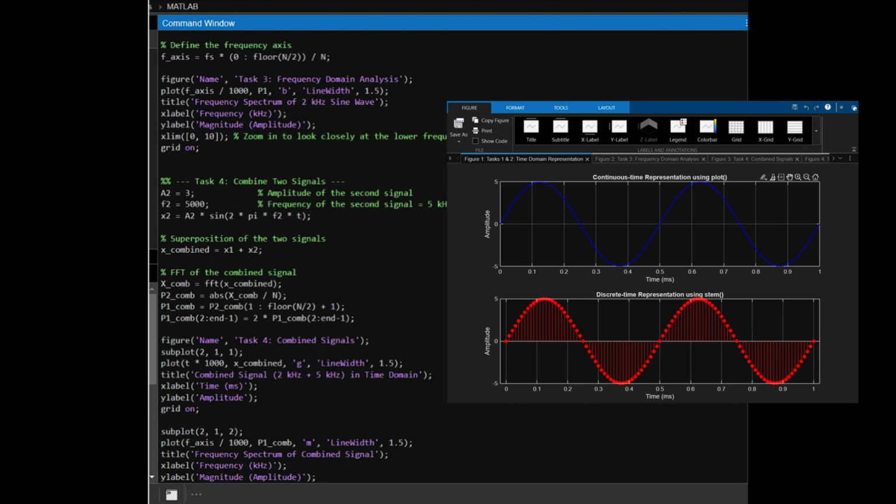In tasks 1 and 2, we define our base signal parameters: an amplitude of 5, a target frequency of 2 kHz, and a high sampling frequency of 100 kHz to guarantee smooth data visualization. We then define a time vector from 0 to 1 millisecond and generate our first continuous-time sinusoidal wave using the equation x1 equals A1 multiplied by sin(2 pi f t).